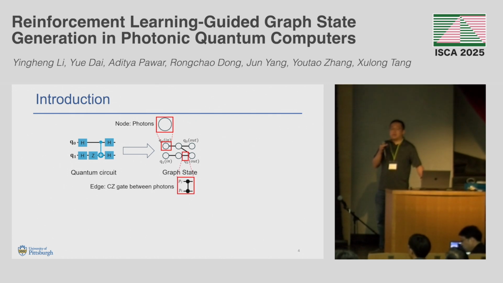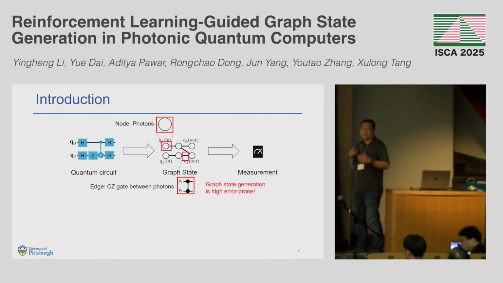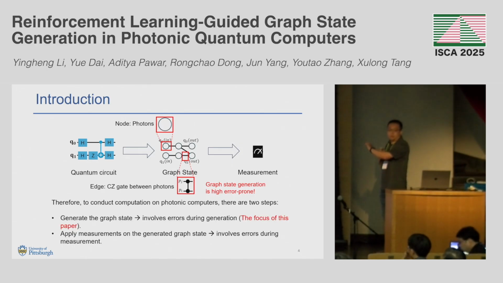After generating the graph state, the next step is to apply the measurement on top of the photons, which will destroy all the photons. The information will carry from photon to photon like a ripple propagation from the input photon to the output photon. Therefore, to realize quantum computing there are two steps here.